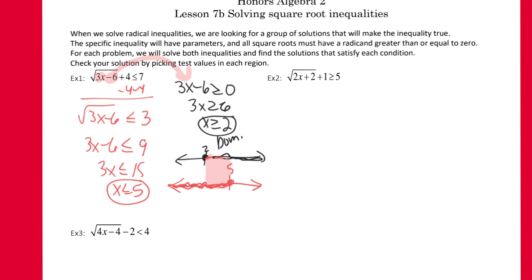So between 2 and 5 would be good. So 2 all the way up to and including 5. Notice they're filled in. Okay, so that's going to be your solution. Isn't that cute? On this one, again, let's find the domain.